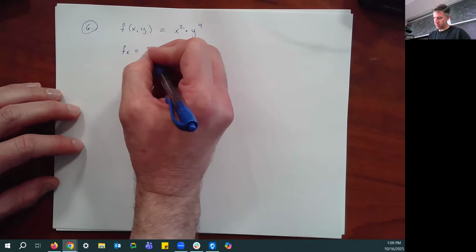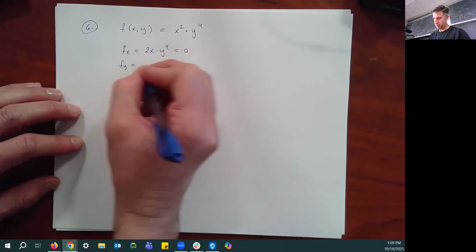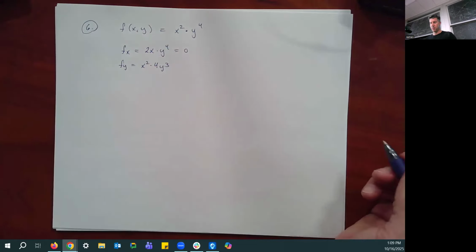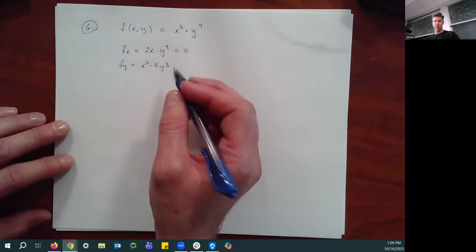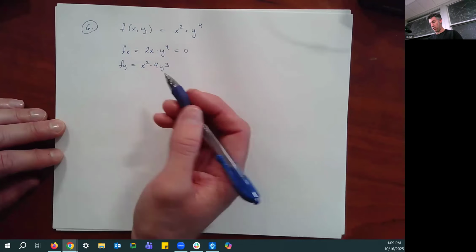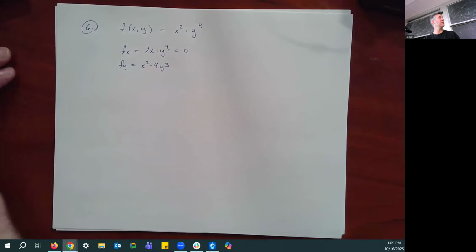Our fx is 2x times y to the fourth. Our fy is x squared times 4y cubed. And it kind of looks like, well, let's see here. We're either going to get x equal to 0 or y equal to 0. And I don't think there's really, that's actually just interesting. So how many critical points do we have here? I know I said one, but I think I was wrong. This one's kind of annoyingly interesting.